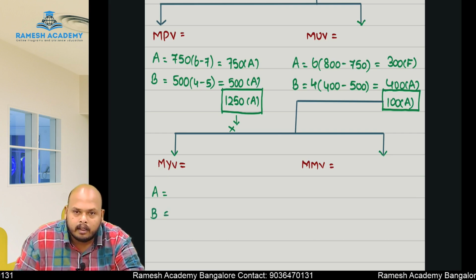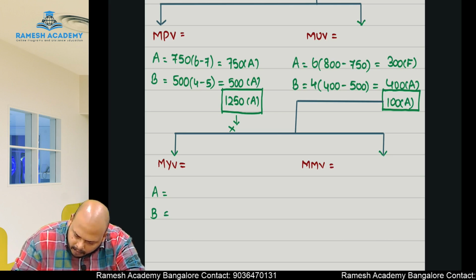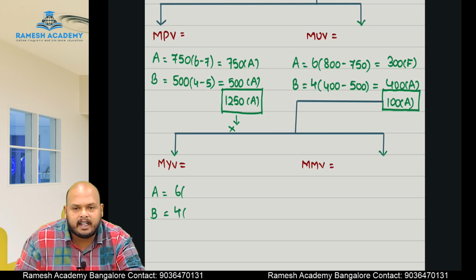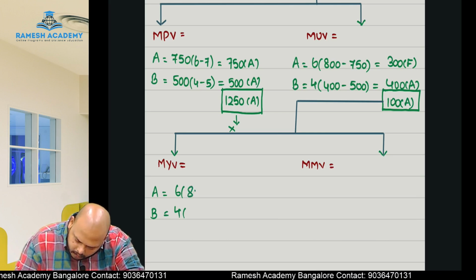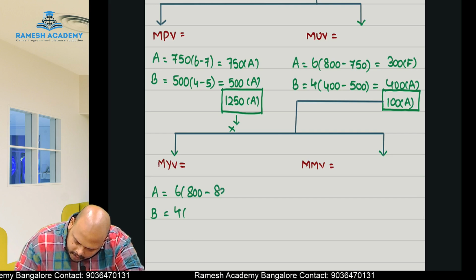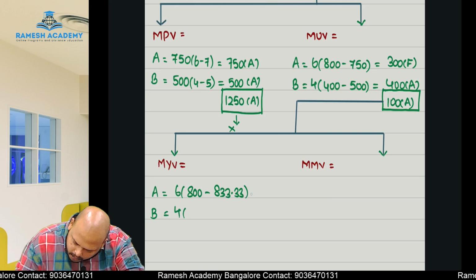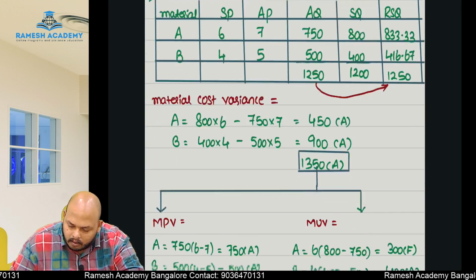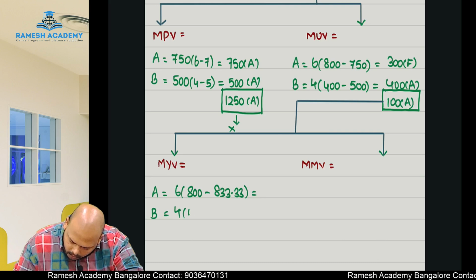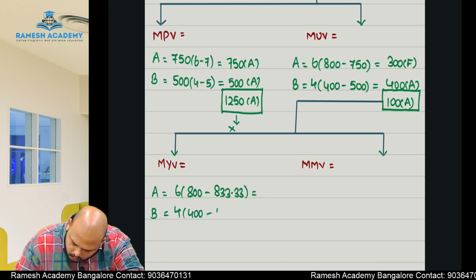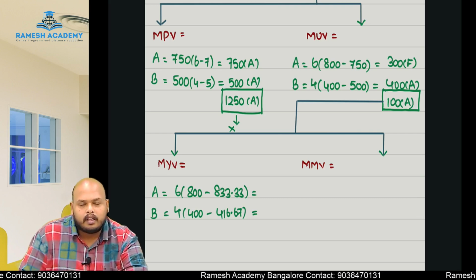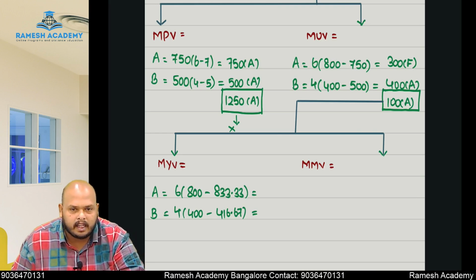So what is the standard price for usage? The same thing we have to take 6.4 into. What is the standard quantity you expected? 800 minus. What is the revised standard quantity? 833.33. What is the standard you expected? 400 minus 416.67. So this is called the difference between the standard quantity and revised standard quantity.